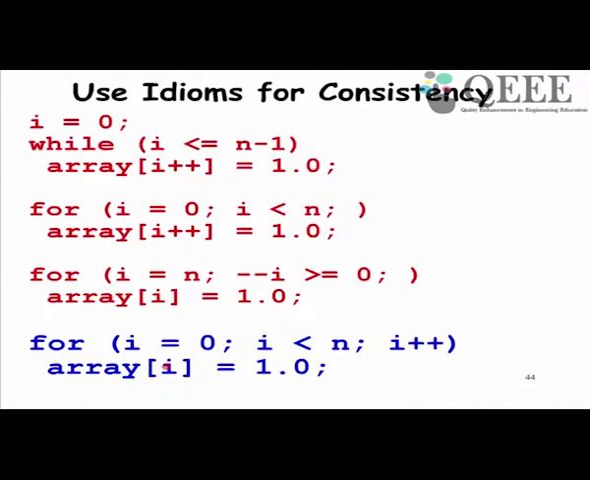C has a large number of idioms, which are the common use of those constructs for specific programming tasks. We have commonly accepted constructs for accessing the individual elements of an array. The for loop is used: for i = 0; i < n; i++. Similarly, we look at a few more idioms. Wherever possible, we must use idioms because it makes it easy for somebody to understand the code, and it also builds consistency in the code.